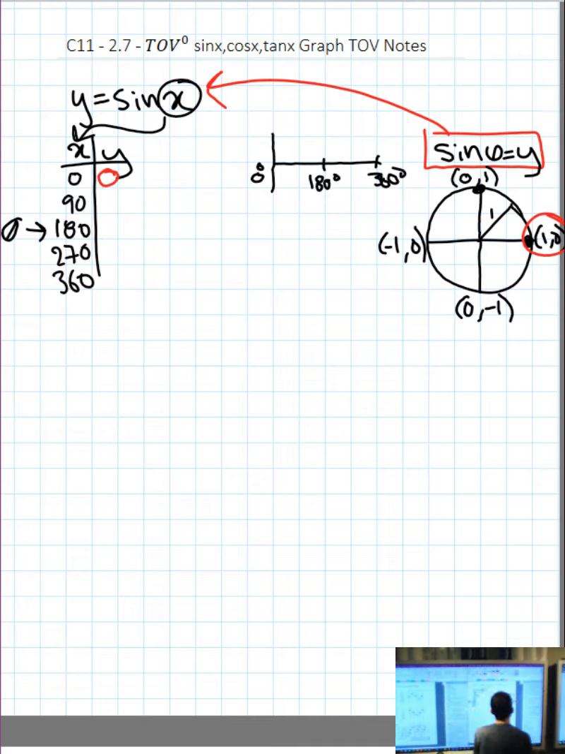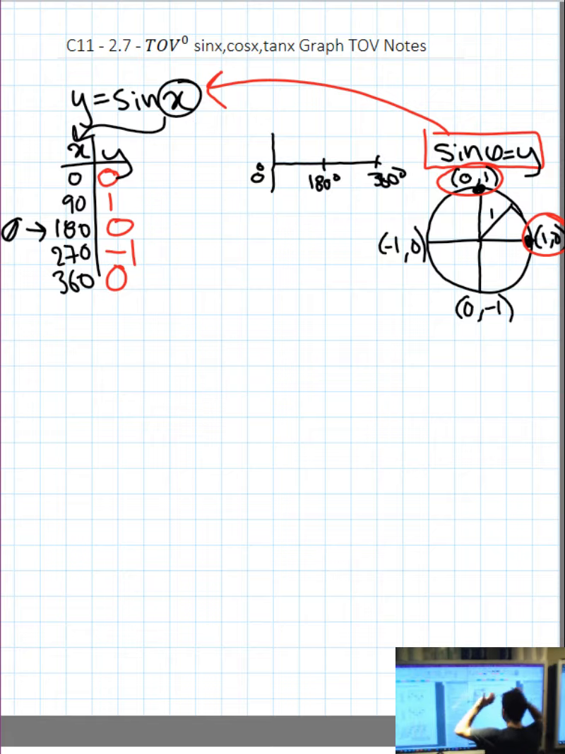Now 90, when we're straight up, the point is 0, 1. And we know that it's the y value. So the y value at 90 degrees is 1. And at 180, the y value is 0. And at 270, the y value is negative 1. And at 360, the y value is 0 again. So we can plot those points in the graph that we've drawn off to the right.